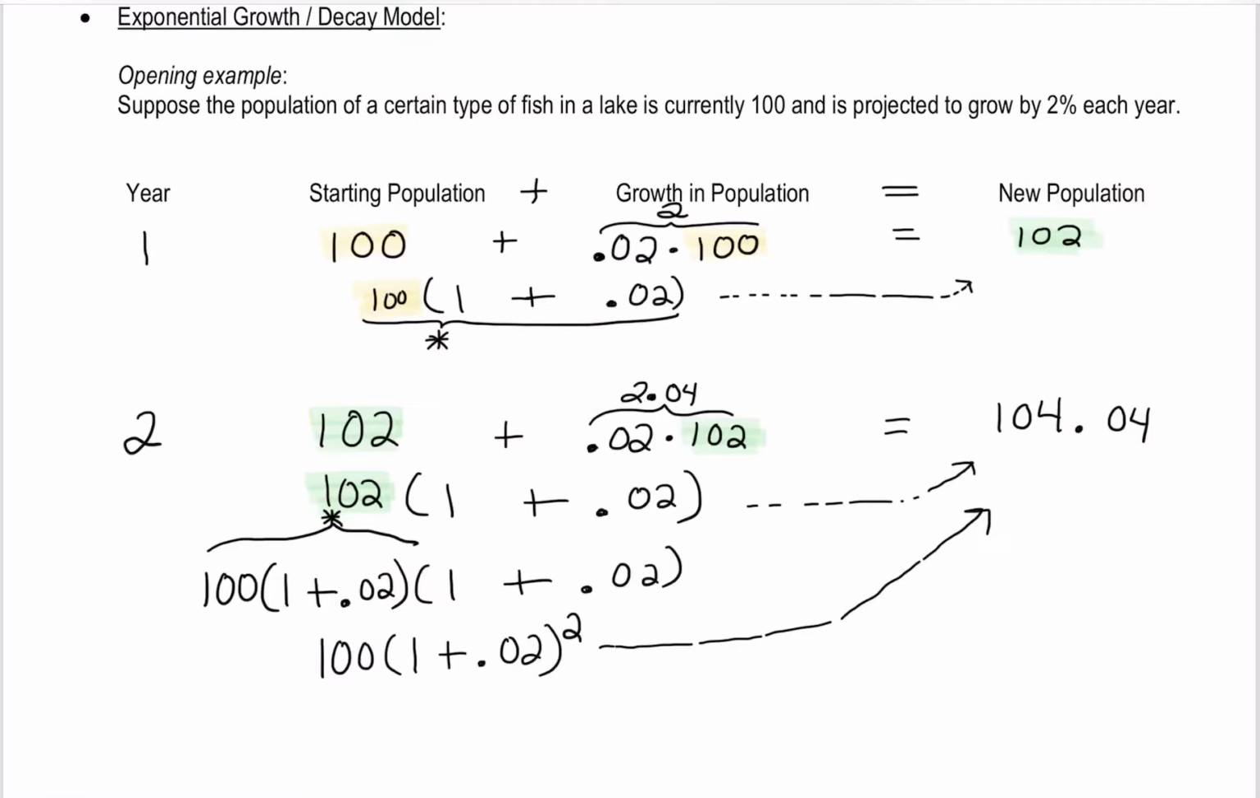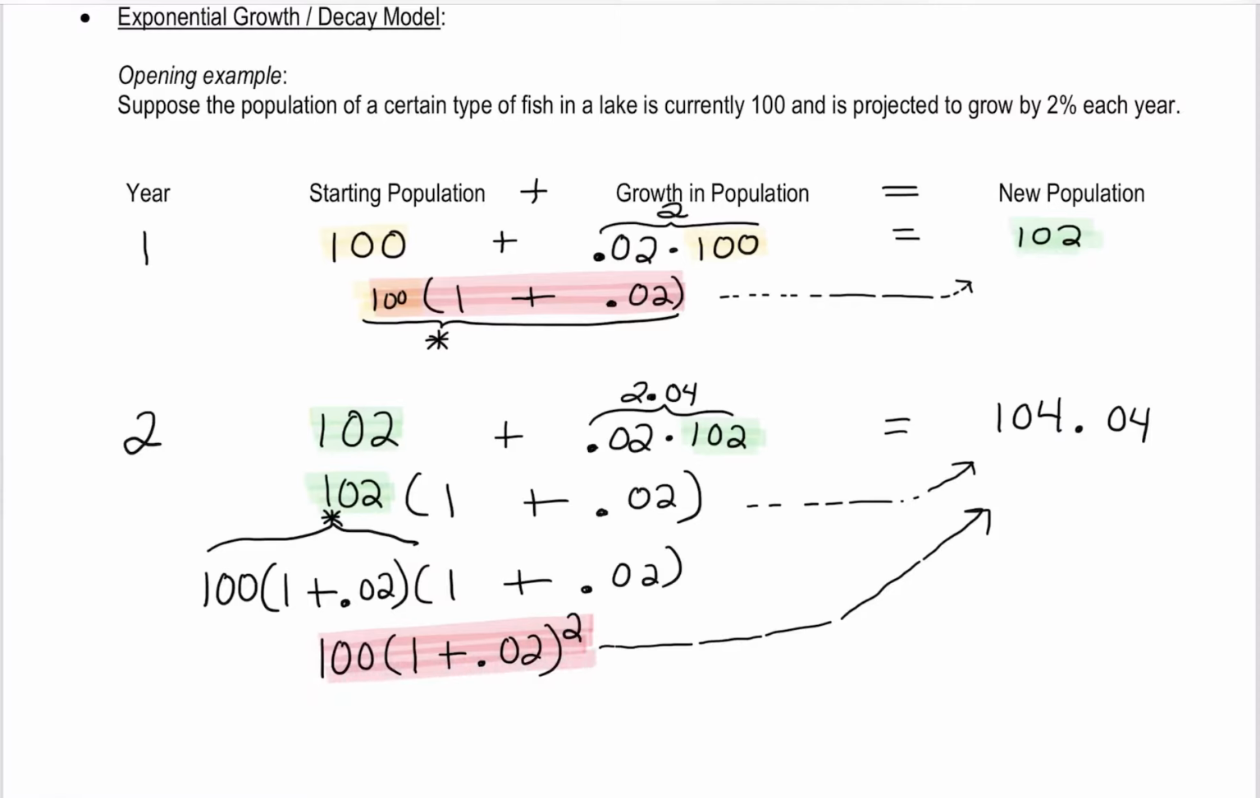All right, so I really want to highlight these that we just came up with here. In the first one, it was 100 times 1 plus 0.02 to the first. That's how we got to the end result. In the second one, we have shown it is 100 times 1 plus 0.02 to the second.